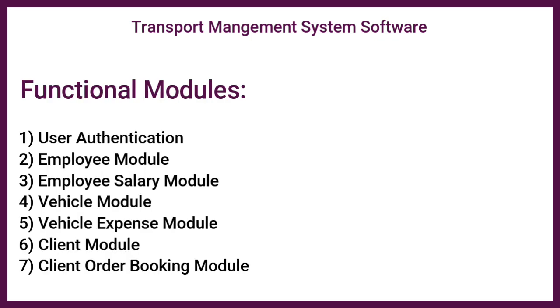The very first and very important functional module is the user authentication module. Then the second one is the employee module, then employee salary module, vehicle module, vehicle expense module, the client module, and the last and very important module is the client order module. A lot more things are present in these functional modules also. All those things we will see in a few minutes, but as of now, let's see the basic overview of the project.